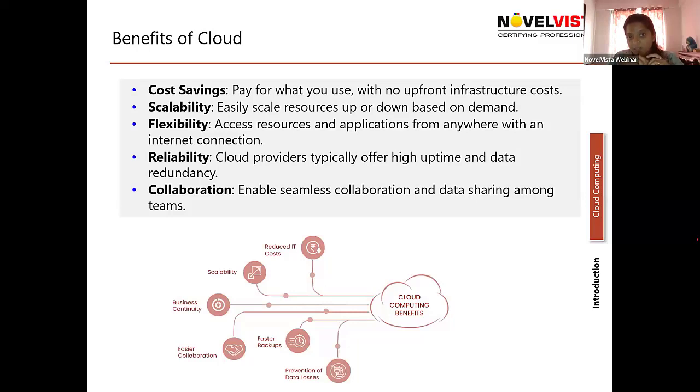We can do this. But if I compare the cost of on-premises servers, suppose you need to buy completely new hardware, the cost is very high. But if I choose the scalability feature of the cloud providers, then the cost is definitely less as compared to on-premises. Is it clear?